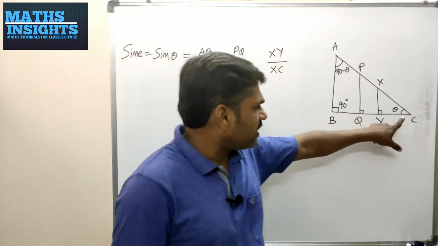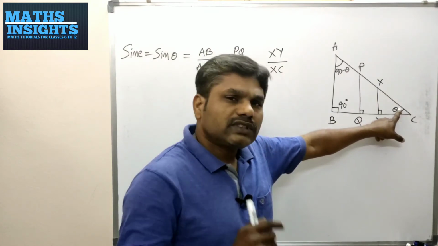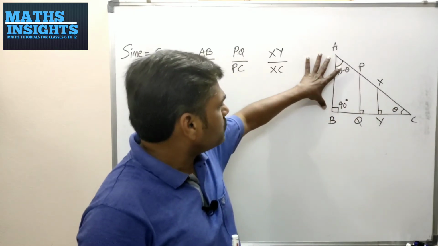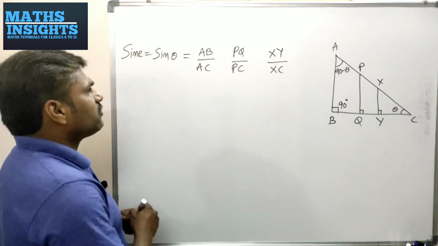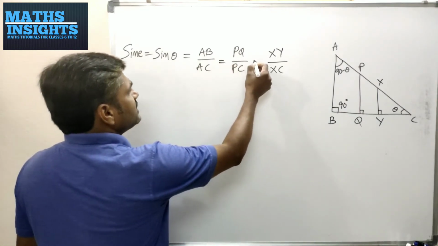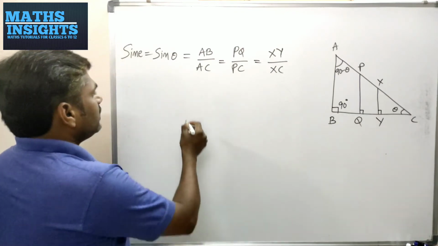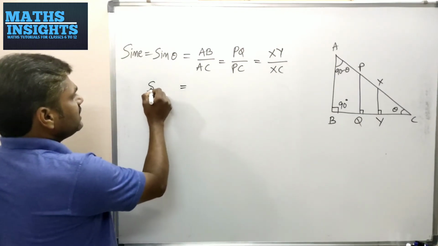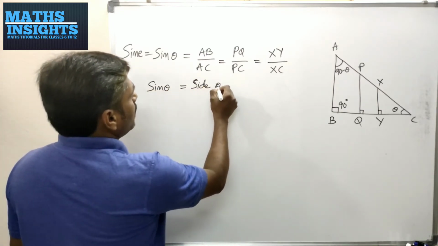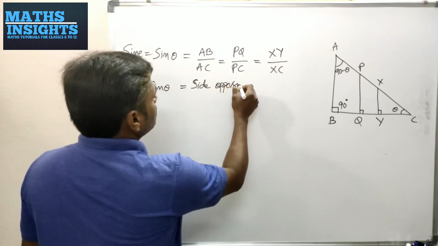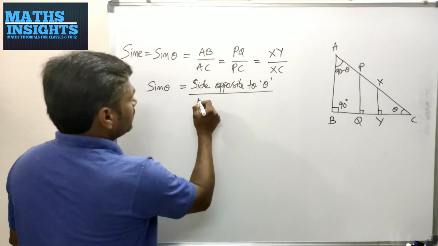These ratios are defined as the ratio of the side which is opposite to theta by hypotenuse. In all cases I will have this, therefore I find that these ratios in all similar right angle triangles are equal. Therefore I will define that sine theta is equal to the side opposite to theta by hypotenuse.